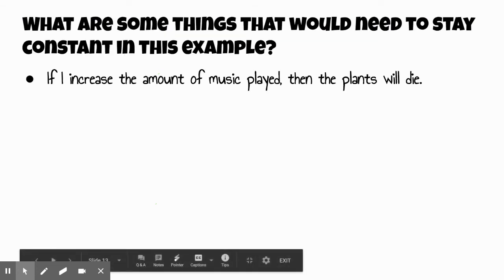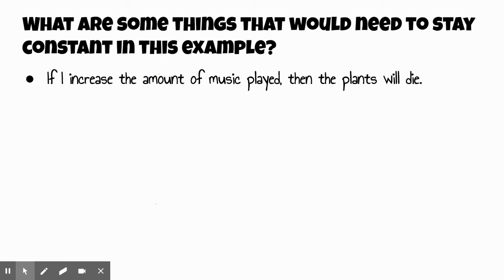So what are some examples of things that would need to stay constant in this example? This is the plants example. If I increase the amount of music played, then the plants will die. Come up with as many things that would need to stay constant as possible.